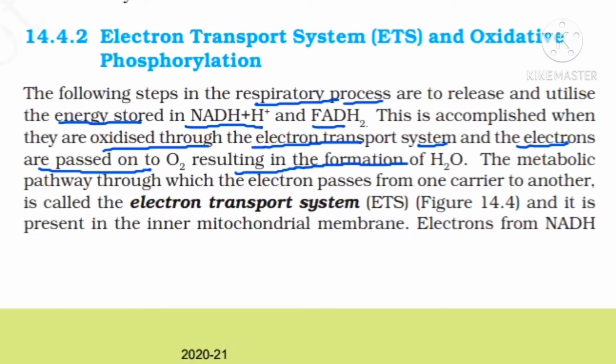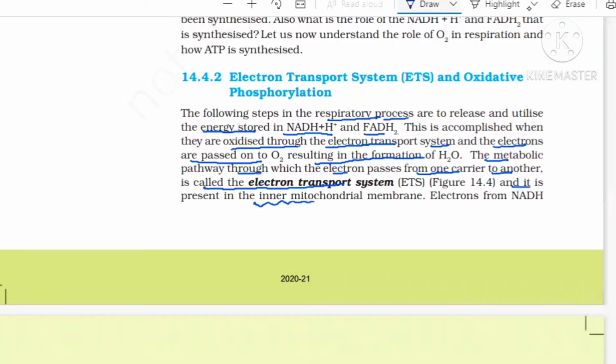Clear? Now the pathway in which electrons pass from one carrier to another is known as the electron transport system. This system is present on the inner mitochondrial membrane. So this is again one question area: where does ETS occur? ETS means electron transport system. Where does it occur? It occurs in the inner membrane of mitochondria.